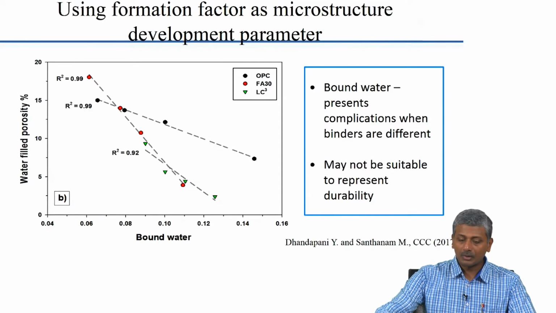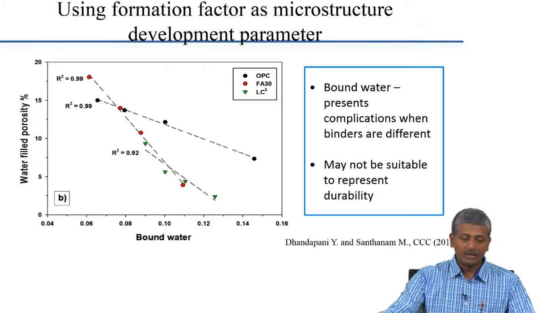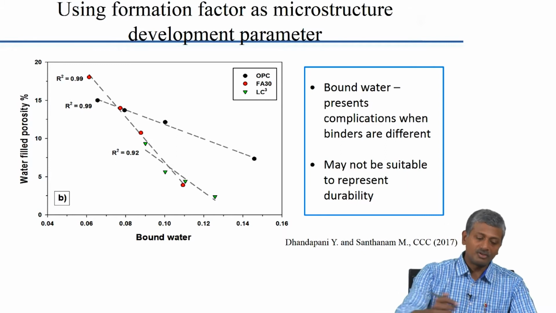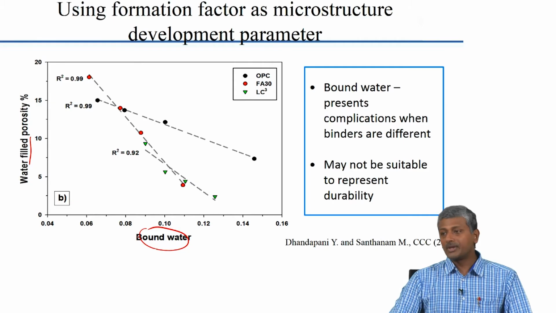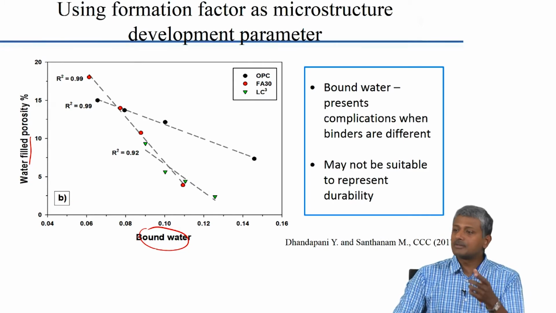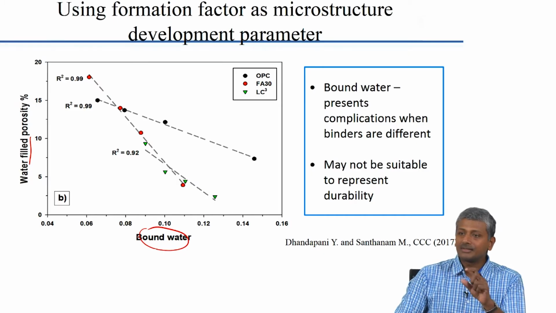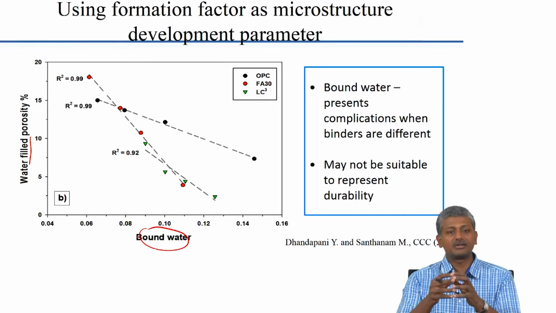So, now how does this formation factor work? The formation factor seems to be a much better indicator of your water filled porosity than the bound water content. So, this is actually plotting the water filled porosity in the system as a function of the bound water content. Please remember, bound water, we talked about the fact earlier that this is the water that is bound to the structure of the hydration products.